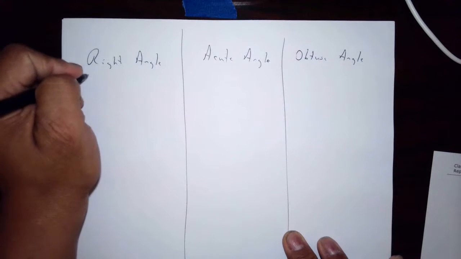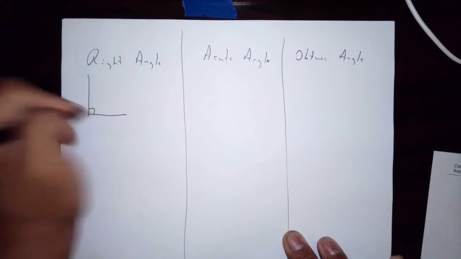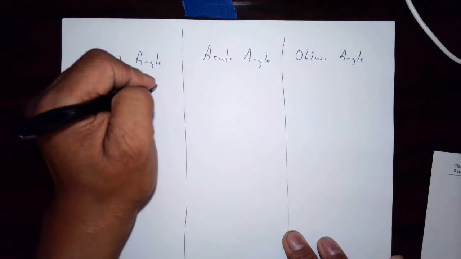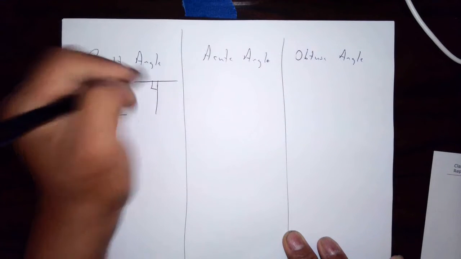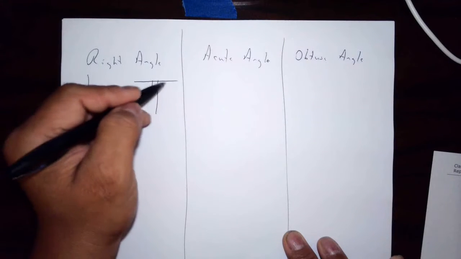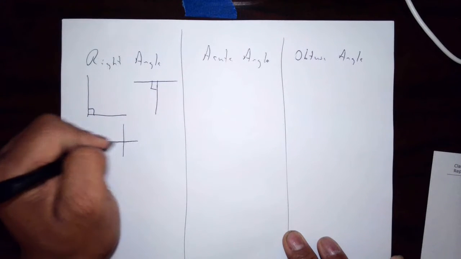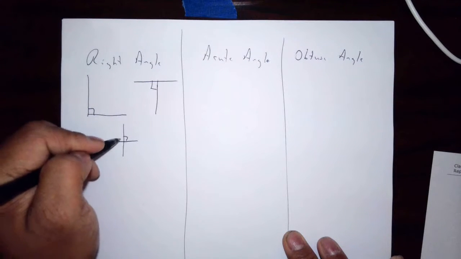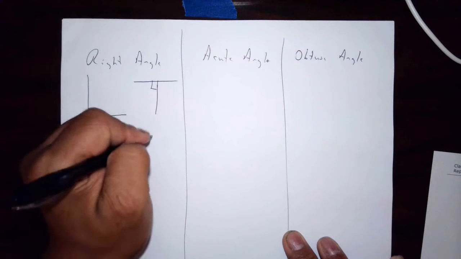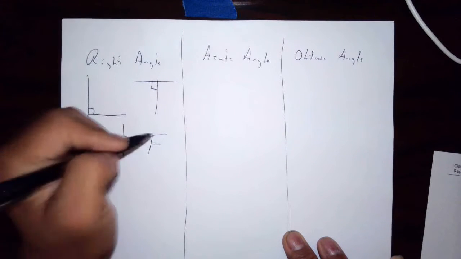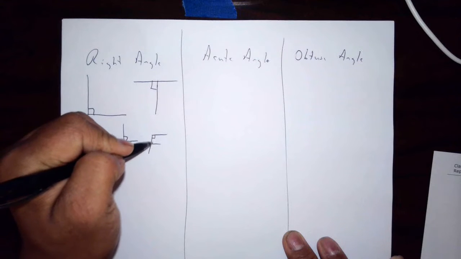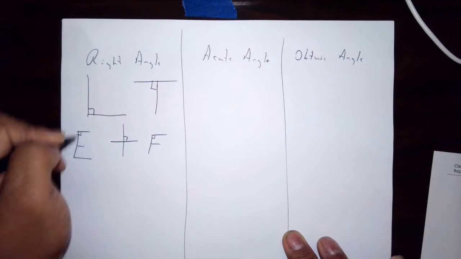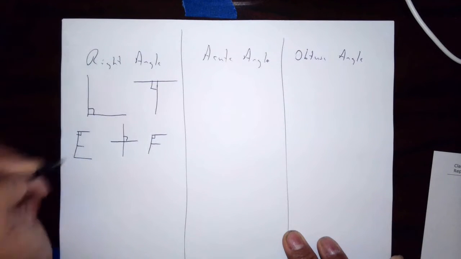So, as a refresher, a right angle looks like an L, a capital L, or it can also look like a capital T. Right here's your right angle, also right here. It can also look like a lowercase t. It can also look like a capital F, or even a capital E. These are all right angles.